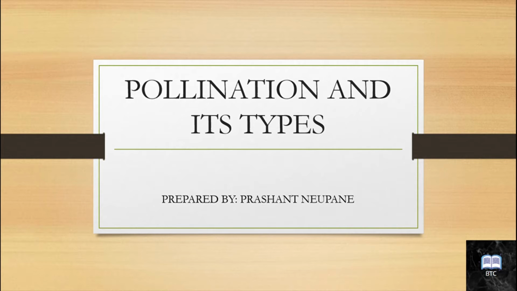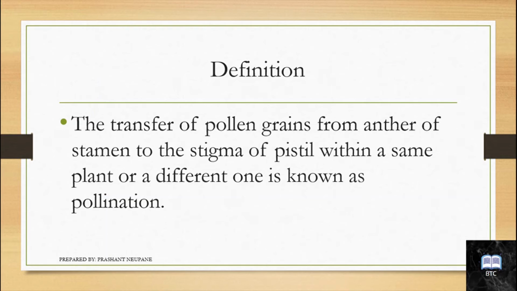Today we are going to learn about pollination and its types. This is a portion from the science, so let's get started without any delay. First of all, let's start with the definition. Pollination is basically the transfer of pollen grains from anther to its stigma.